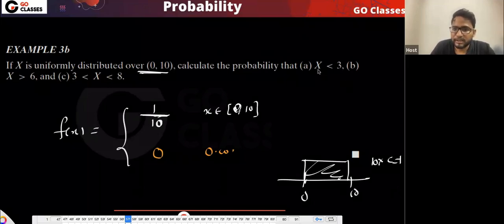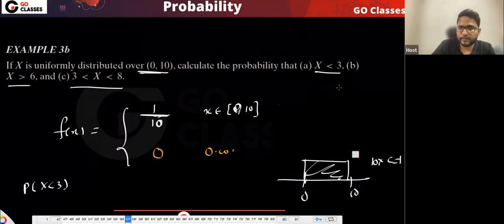Now they're asking: what is the probability that x is less than 3? What is the probability that x is greater than 6? And what is the probability that x is between 3 and 8? Can you calculate these three? X less than 3 means you are talking about this region. Let's just use a rectangle without using the integration. So the length is 3 by 10. It is very simple. It is just length divided by total length, into this c.